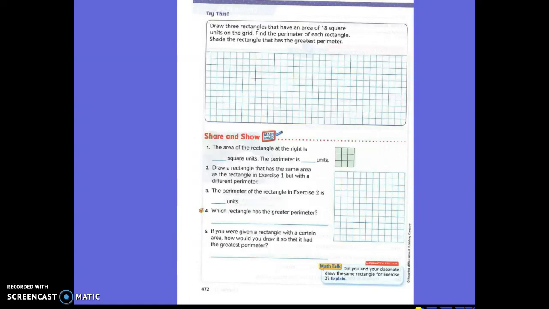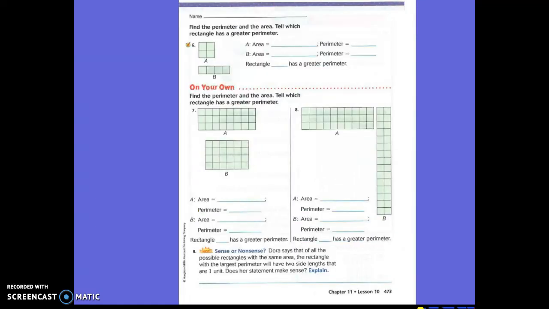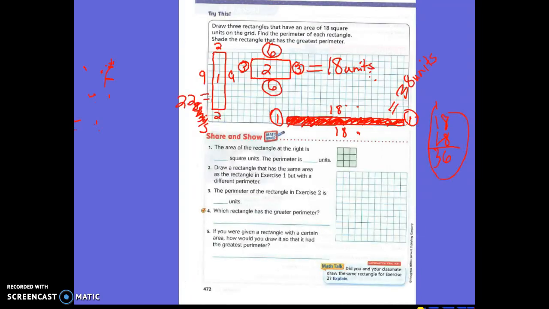Number 9, Nora says that of all the possible rectangles with the same area, the rectangles with the largest perimeter will have 2 side lengths that are 1 unit. Does this statement make sense? Now, looking back, when we drew all the possible rectangles that had the same area of 18, when it had the greatest perimeter, we shaded this one. Did it have 2 side lengths of 1?